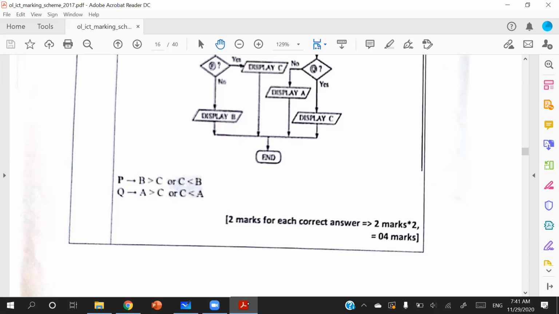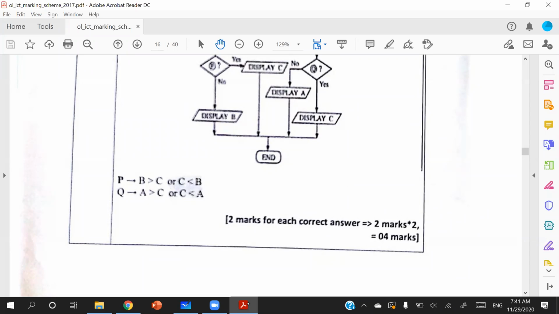All right, so that sums up the 2017 paper. It's better if you calculate the entire total and see what mark you got, and please send me an individual WhatsApp message saying your marks for this particular paper.